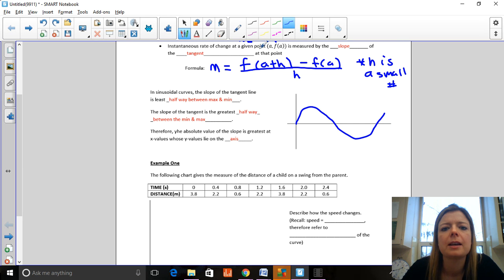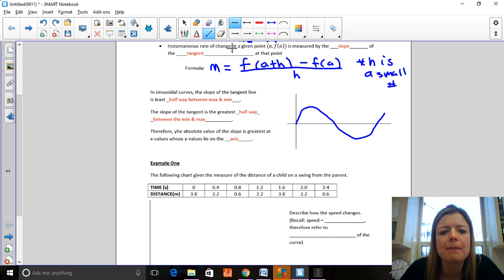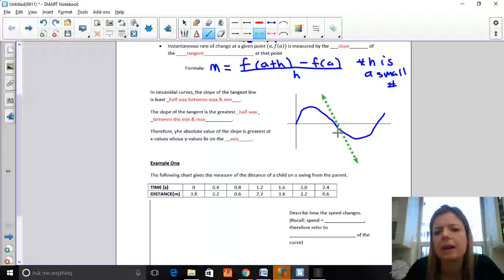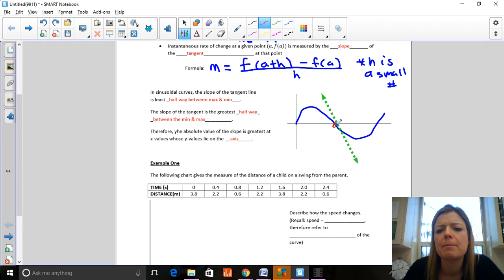Okay, so if you have a sinusoidal curve, so here's a standard sinusoidal curve, up, down, and back up again. You'll notice that the slope of the tangent line is the least, so as low as it possibly can be, halfway between the max and the min. That's because it's at the steepest negative curve there. So on a typical sine curve, that would just be on the axis, but obviously if it's been transformed or translated, it could be anywhere else, but it's halfway between the max and the min. So on the axis on the way down.